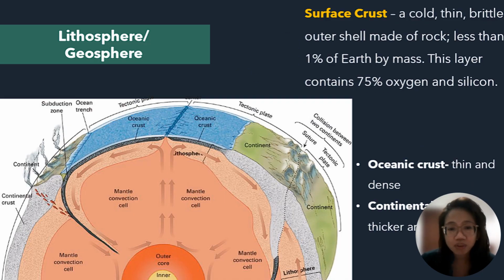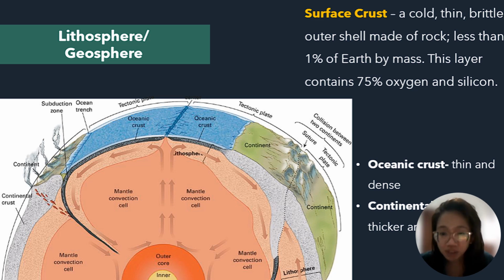Now, in terms of the components of the surface crust, this is very reliable information since we can easily get samples from the surface crust itself. In terms of the crust's characteristics, this is the thinnest of all the layers, and it's considered cold, thin, brittle, and the outer shell of the whole geosphere. It's so thin that it's only 1% or less than 1% of the Earth's mass. As you can see here, 75% of this layer contains oxygen and silicon.